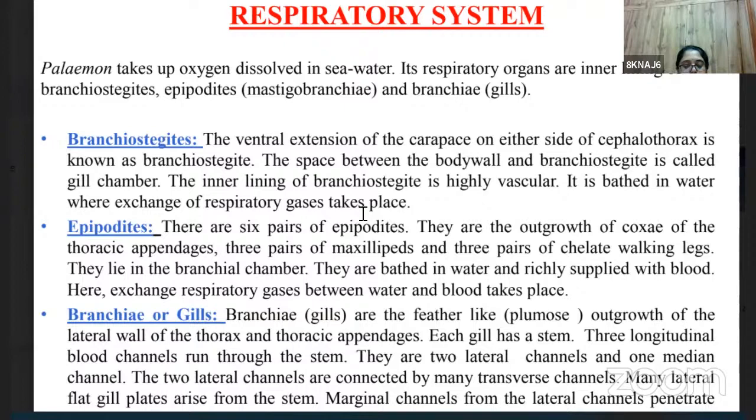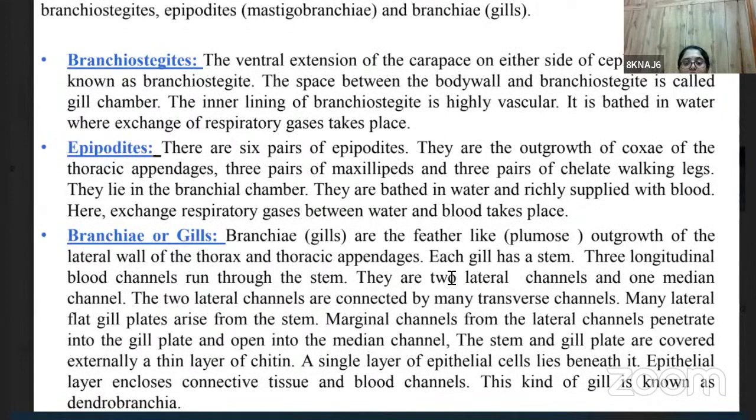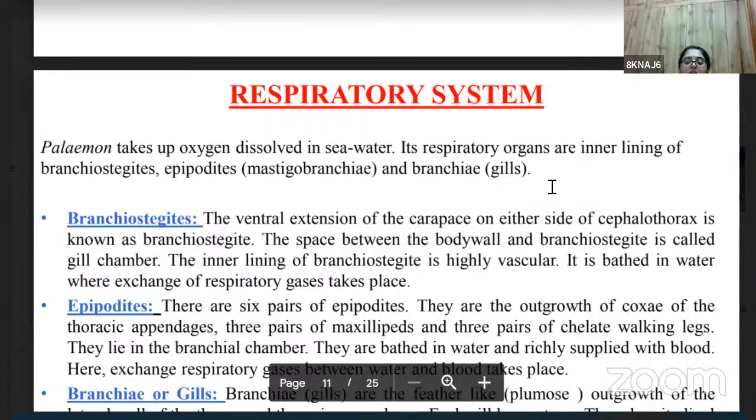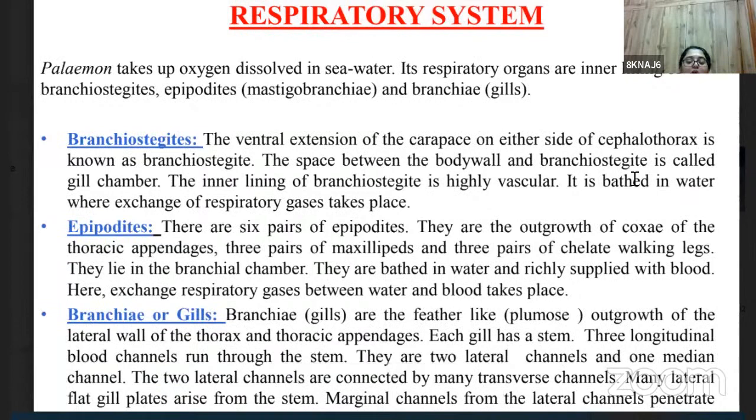So you get to see that there are branchiostegites, epipodites, branchiae or gills present. They are all the inner lining and the other respiratory organs that are present. And they help in taking up the oxygen from the dissolved water, basically from the seawater.